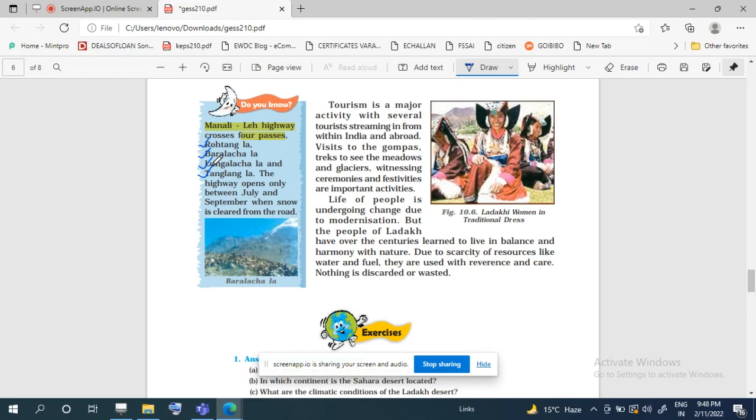So this is all you have to do. You have completed your syllabus of social science, history, civics, and geography. And now you are going to take your annual examination. So best of luck for your examination. You must do hard work. You must study hard. Then only you can enjoy after the exams. So just study, study and study. Okay, so this is all for today.